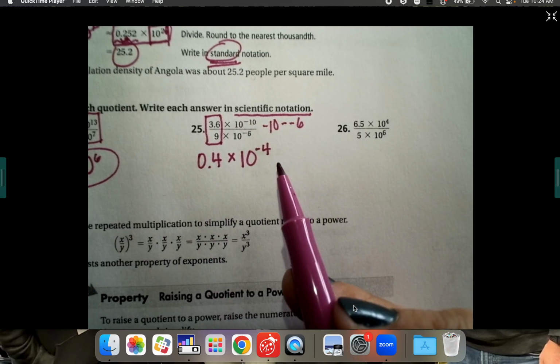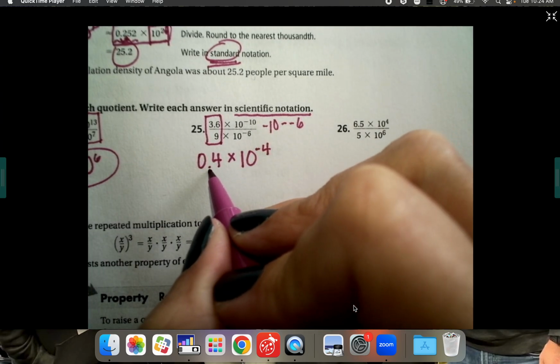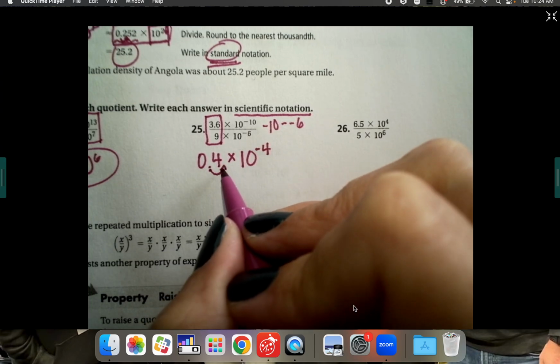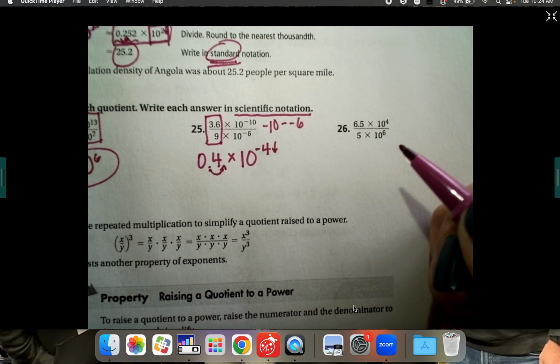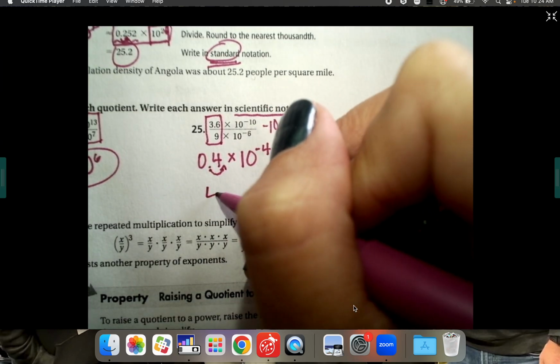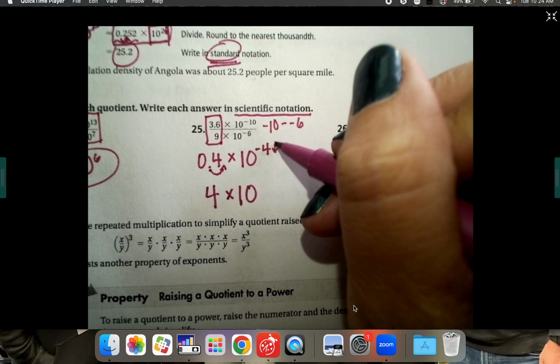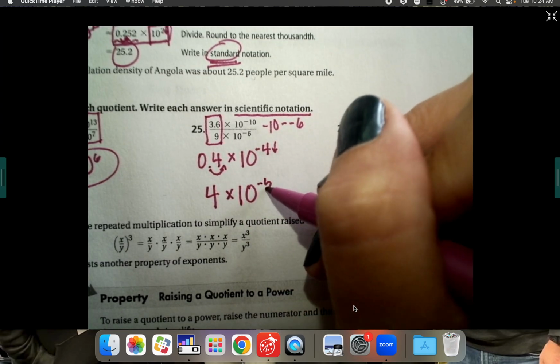But we know this is not done because our first number is not between 1 and 10, it's 0.4. So I'm going to move the decimal one place to make this number bigger. So I need to make my exponent one number smaller. So proper scientific notation would now be 4, since I moved it to after the decimal, times 10 to the smaller than negative 4, which is negative 5.